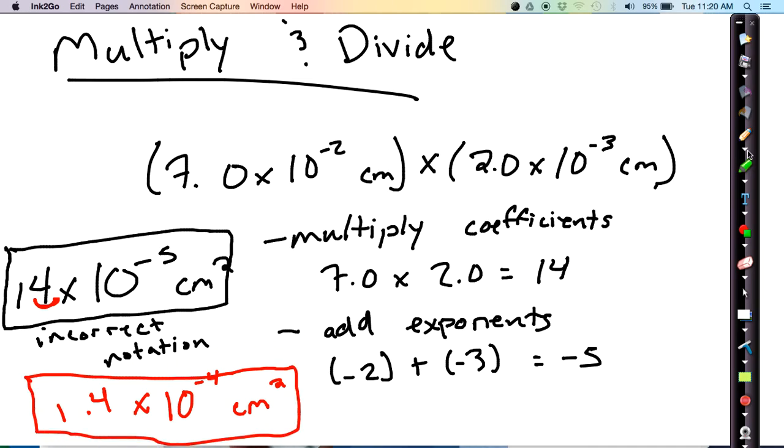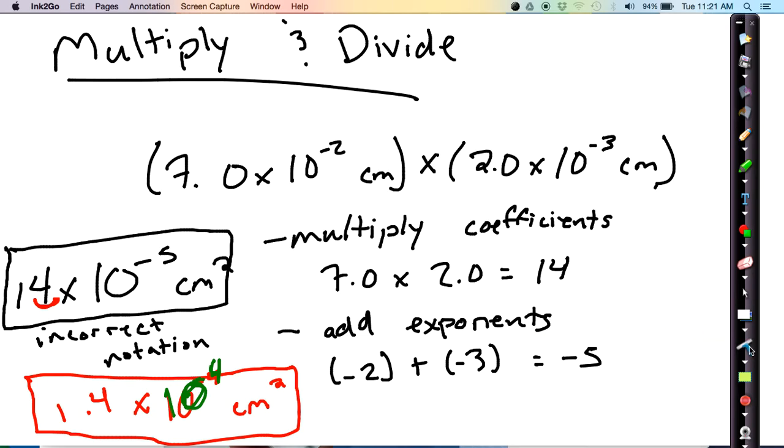Let me make it clear here that that is 10 to the negative 4th. Sorry about that. 1.4 times 10 to the negative 4th centimeters squared. So that's how you multiply numbers in scientific notation.